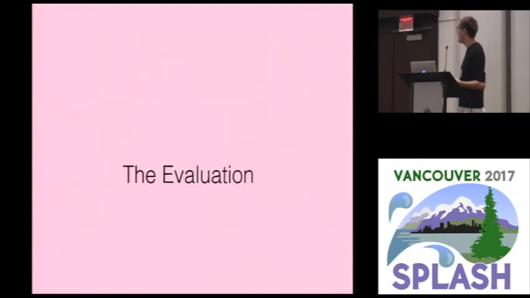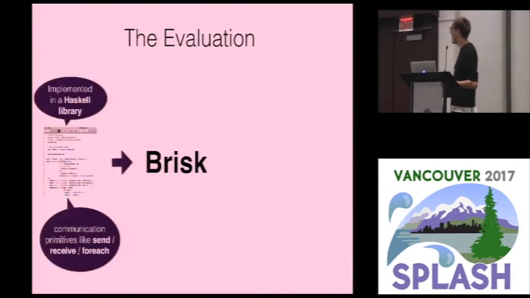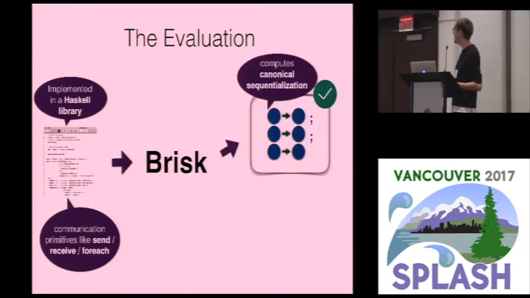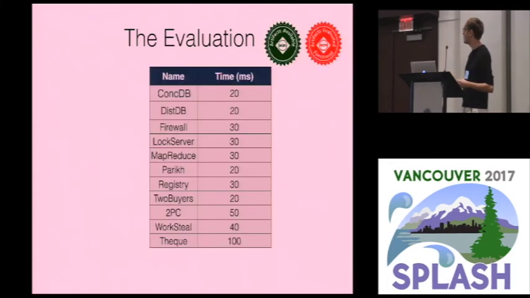So we evaluated our approach in a tool called Brisk. It's implemented as a Haskell library and gives you communication primitives like send, receive, and iteration over loops. And it either computes a canonical sequentialization or gives you a counterexample to sequentialization, which consists of a prefix that it was able to synchronize, sequentialize, and then a suffix that it was not. And this kind of helps you to find the errors that I showed you before.